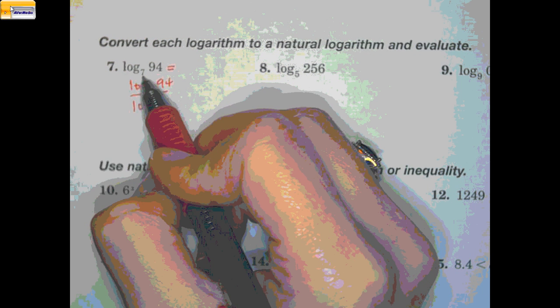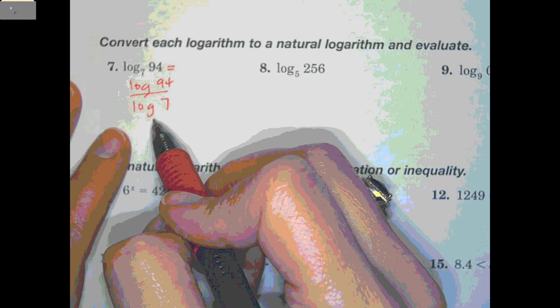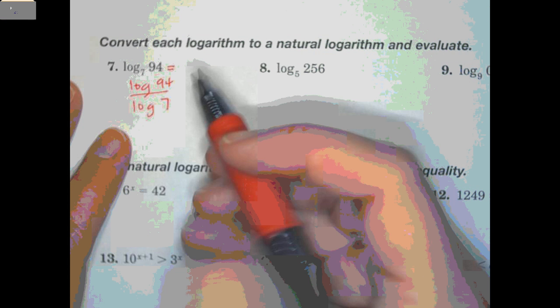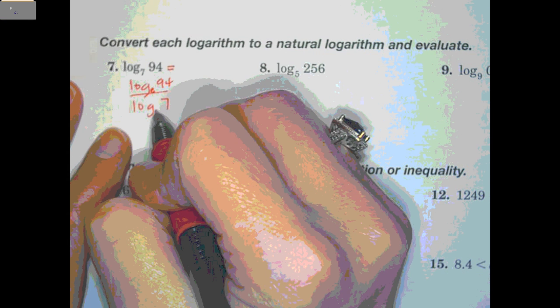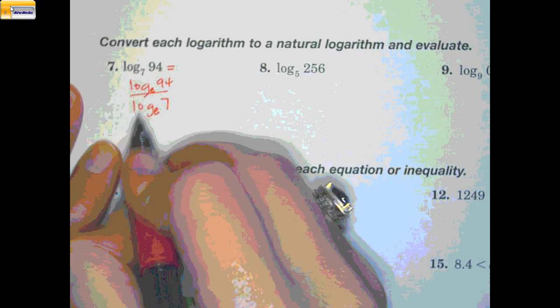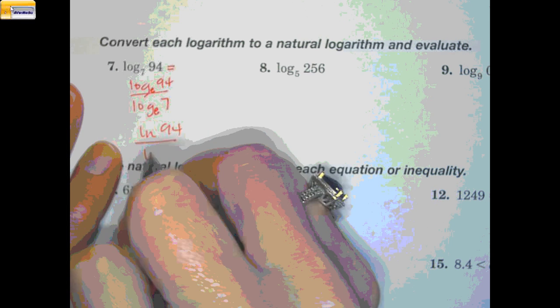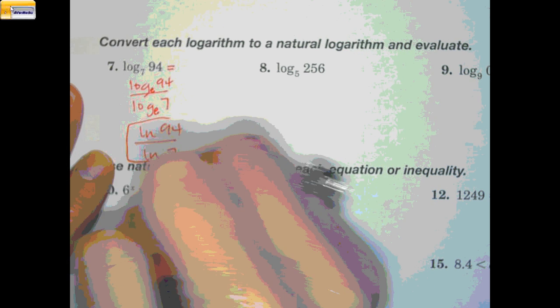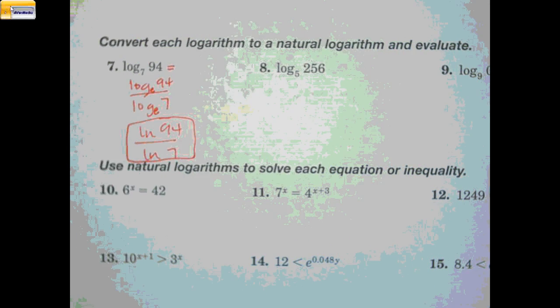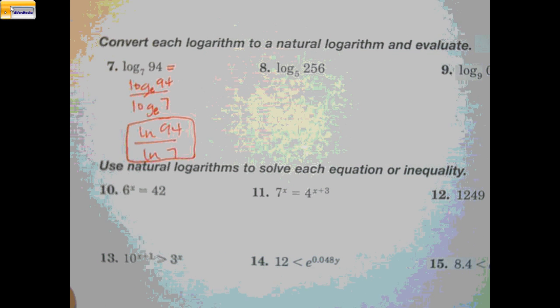So we have log of 94 over log of 7. You're allowed to do that because the bases match, which means if I wanted, I could make that log base e of 94 over log base e of 7. Well, log base e we just found out is natural log, so we have natural log of 94 over natural log of 7. So if you've got a professor someday that asks you to convert it, that's how you do it. We won't be doing that today.